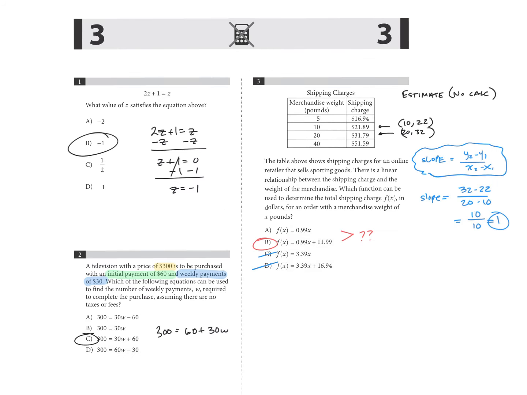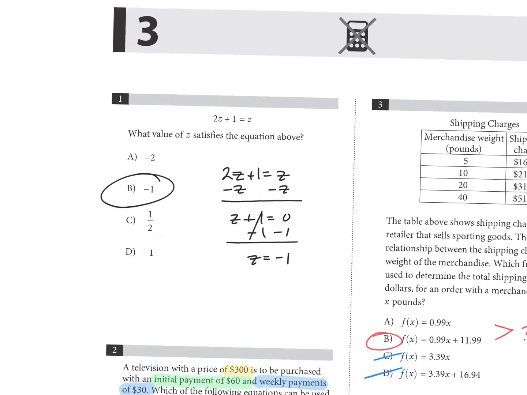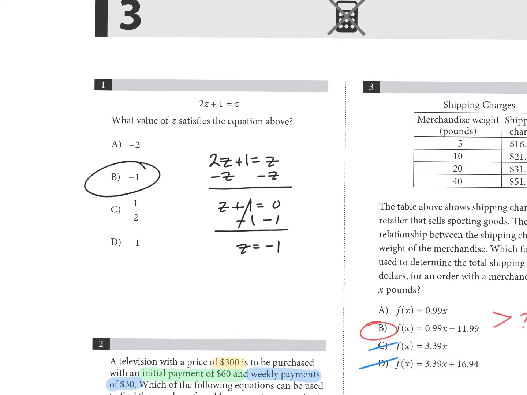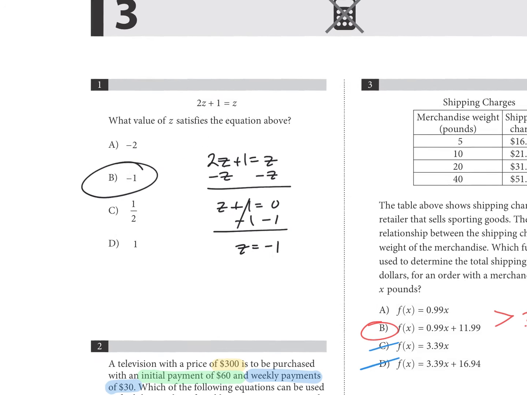All right, so the first three questions, page one, multiple choice. Number one says, what value of z satisfies the equation above? Solving the equation, subtract z from both sides. You get z plus 1 equals 0, subtract 1, you get z equals -1. You could plug it in and check, but that would be the answer.